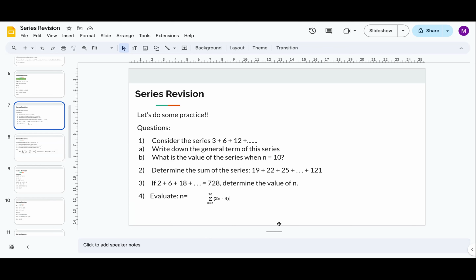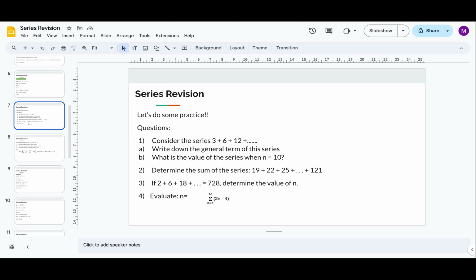We had question 3. If 2 plus 6 plus 18, etc., is equal to 728, determine the value of n. Now, if you look at question 2 and question 3, it's the same thing, just going backwards. So now they're giving me the value of my Sn, and they want me to work out how many terms there are. I will give you 3 minutes to try and attempt this. This should be nice and quick, guys, using the logic of the question that we just did. Same thing, just going backwards.